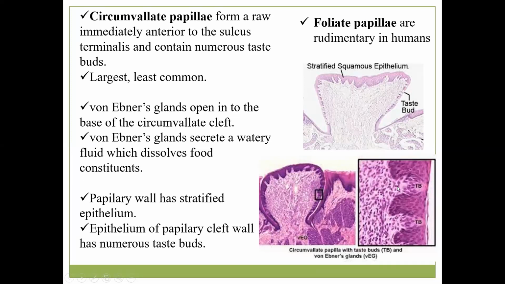This is a picture where a taste bud is magnified. And there is another gland called von Ebner's gland which opens into the base of the circumvallate cleft. This von Ebner's gland secretes a watery fluid. This watery fluid helps to dissolve food constituents.